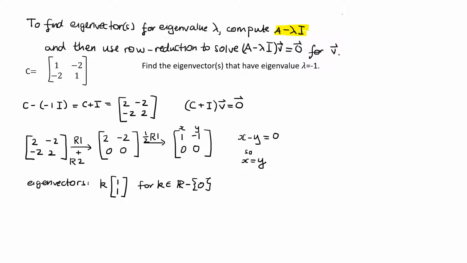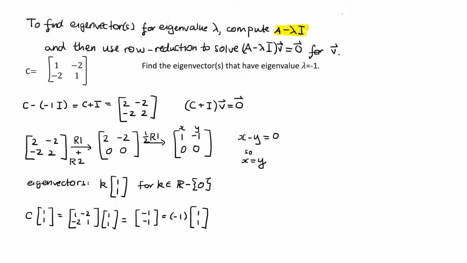And again, we can check to see that we've found our eigenvector appropriately by calculating C times 1, 1. And when we multiply this out, we get -1, -1. And so indeed, this is -1 times the vector 1, 1. So eigenvector of 1, 1 with eigenvalue -1.